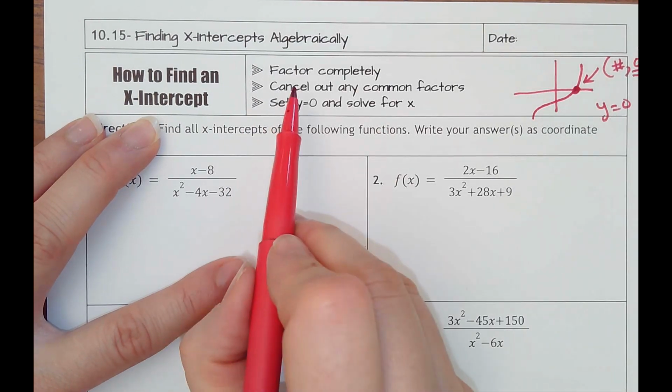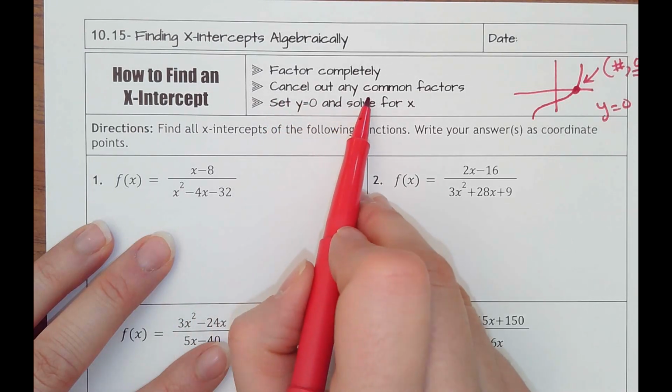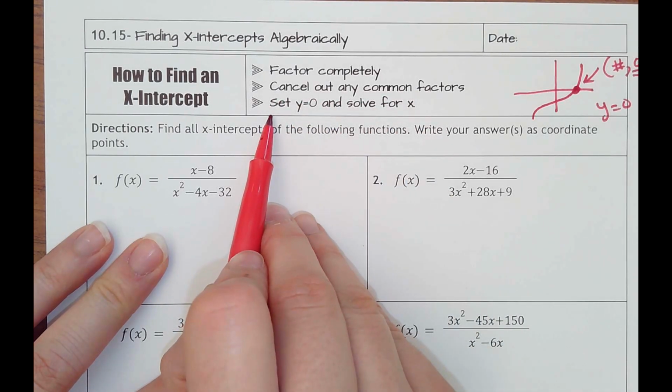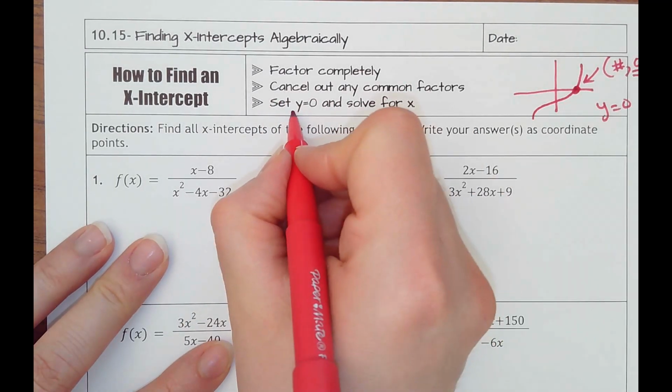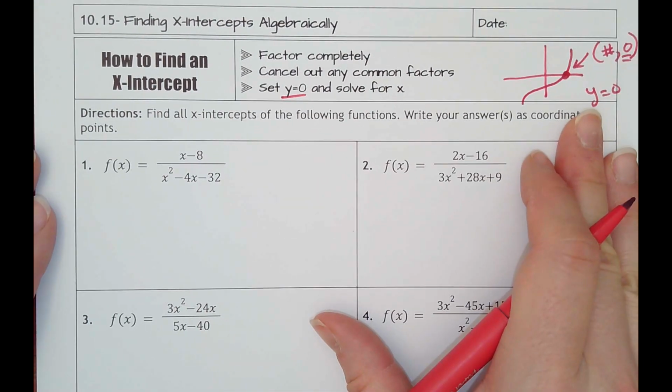So here are the steps. You're going to factor completely. You're going to cancel out any common factors, and then we're going to set y equal to 0 and solve for x, because in an x-intercept, the y is always 0.